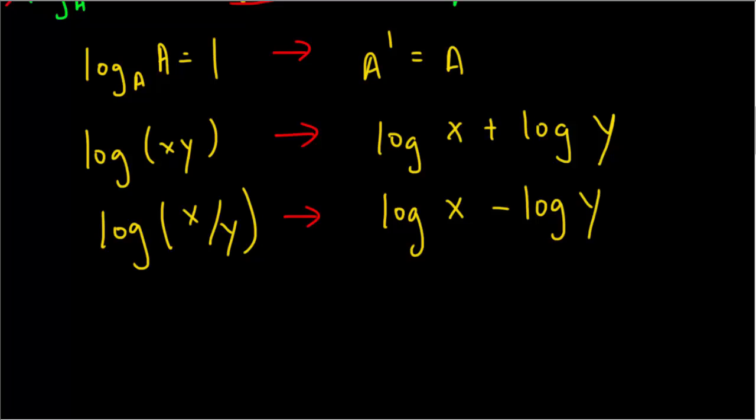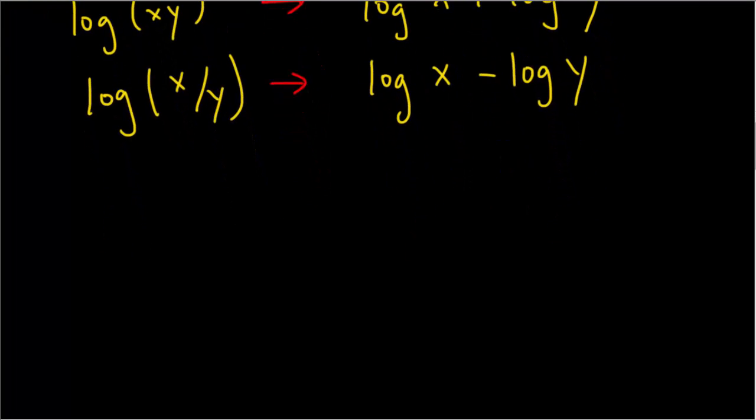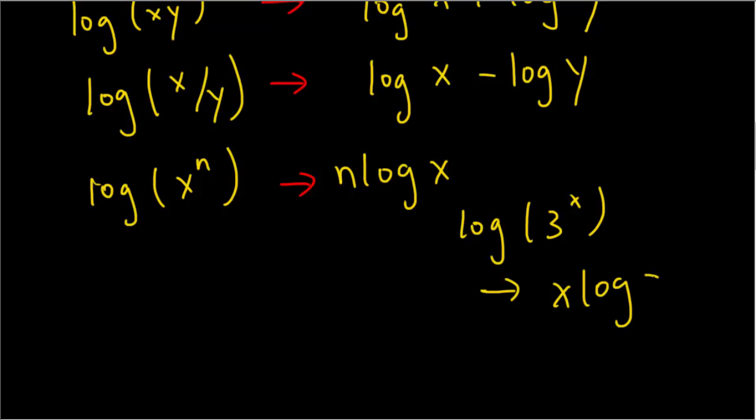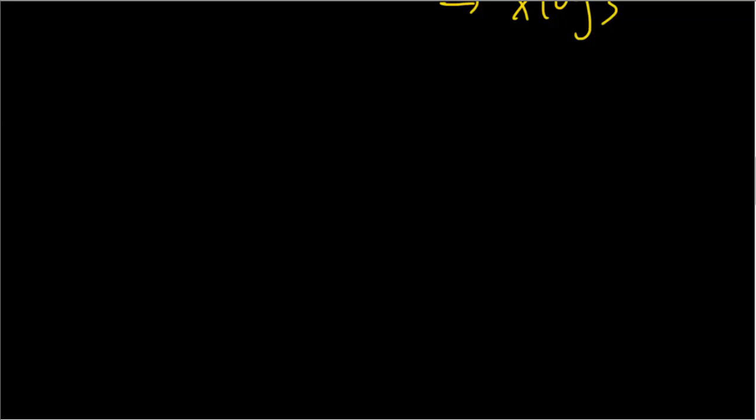And then the last one: if I have log of x raised to the power n, that will just be n times log of x, with the n in the front. For example, log of 3 to the x would just be x times log of 3. Now let's look at an example where we solve a basic log function.